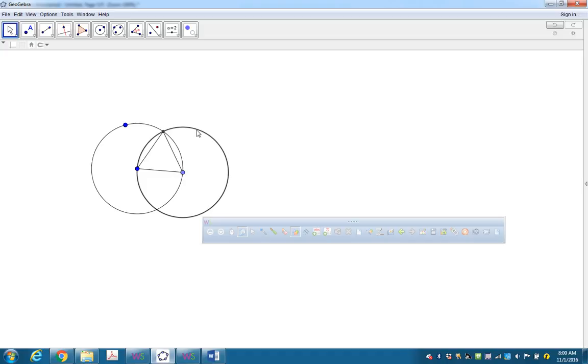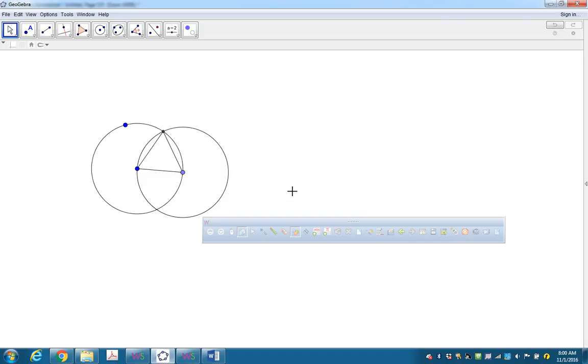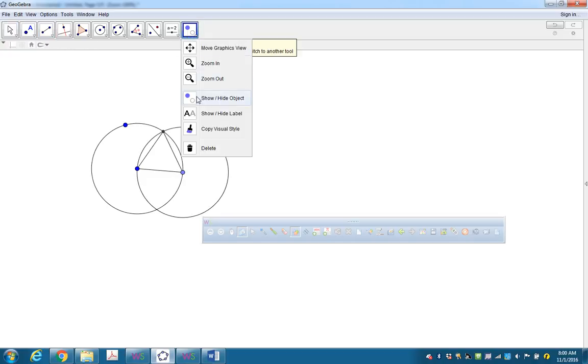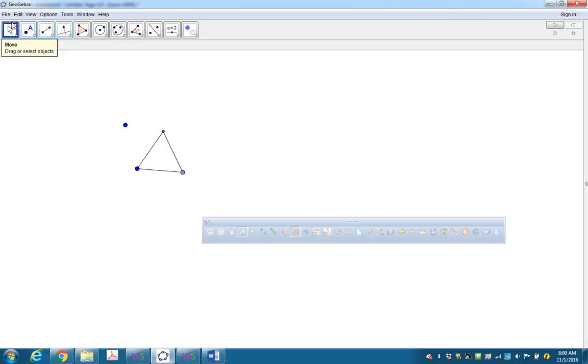Cancel. Why do you keep trying to hide it? I said show hide object. Show hide object. Click on that. And click on this. There. Okay? So this thing is always going to stay an equilateral triangle.